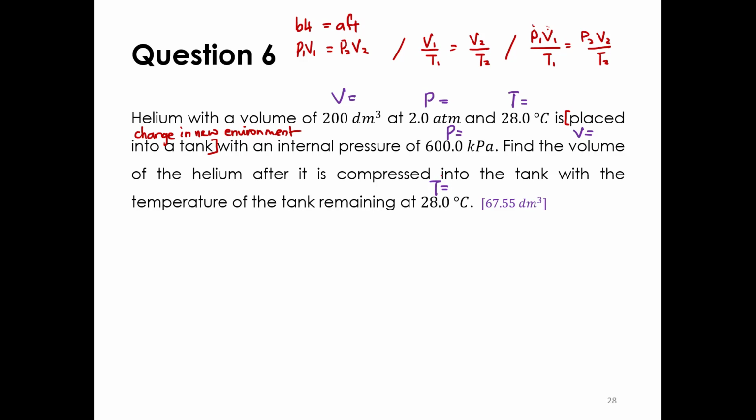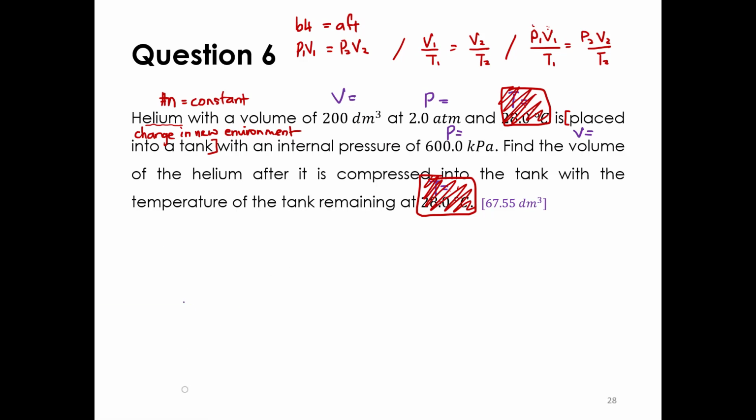Looking from here, I can see that the temperature is the same. Since it is at a constant temperature, we can omit it from our calculation. Also there is a hint here: it's a helium gas. I did not add in new gas and I did not remove any of the gases inside, so the number of moles also remains constant. That will leave us with volume and pressure.